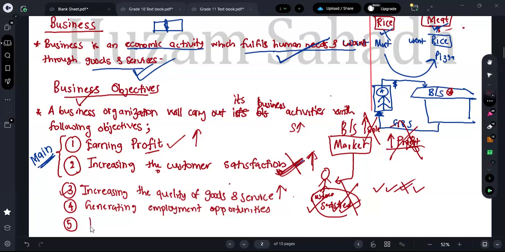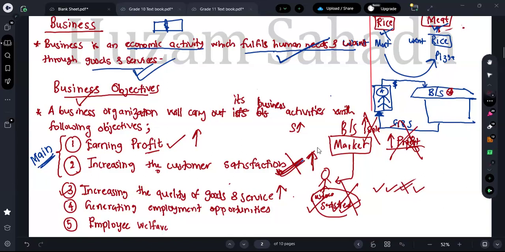And the final one, employee welfare. Generating employment opportunities means giving work to the people. Once they have given the work, can they feed the employees like a dog or something? No, right? They should feed them well. They should provide them facilities: transport facilities, food allowances, accommodation. Everything should be provided, guys.